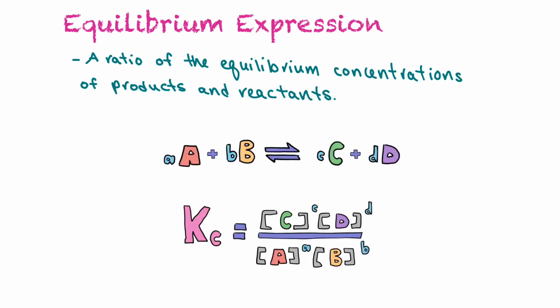So the equilibrium expression is a ratio of the equilibrium concentrations of the products and the reactants. So imagine we have this chemical reaction here. The small letters are the coefficients of the reaction, and the large letters are the elements or compounds in the equation. So we calculate the equilibrium expression in the following way. The equilibrium constant is equal to the concentrations of each of the products to the power of their coefficient multiplied together, divided by the product of the concentration of the reactants to the power of their coefficient.